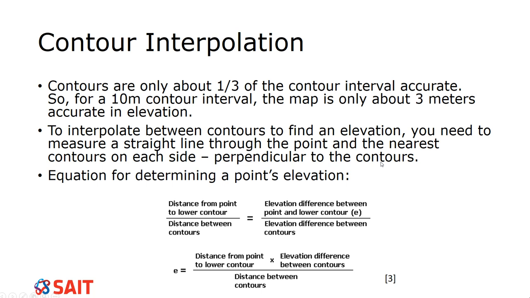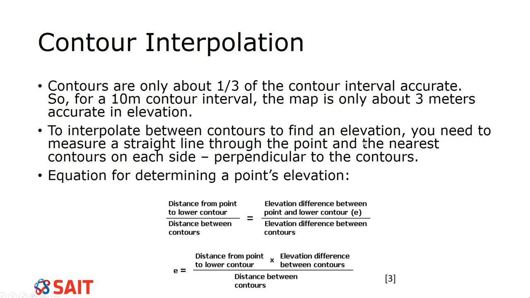When you're interpolating between contours, interpolation means the estimation of a value between two points. So it has to be within those points. It can't be outside. Interpolation is in between; extrapolation is outside of a range of numbers. So we're always looking between two.